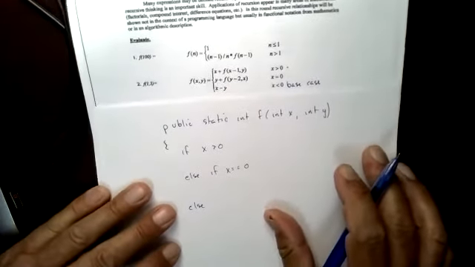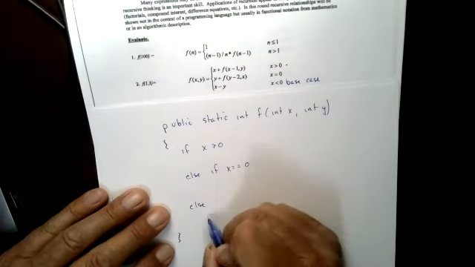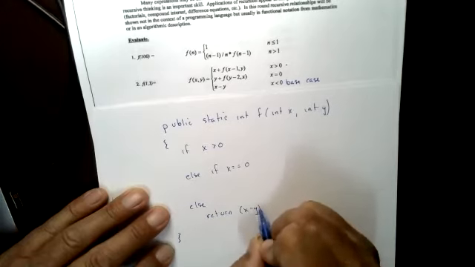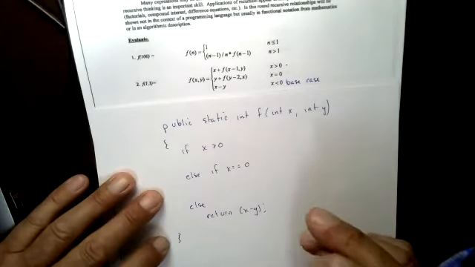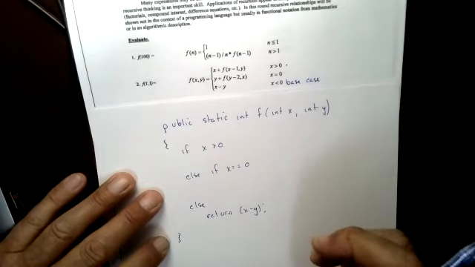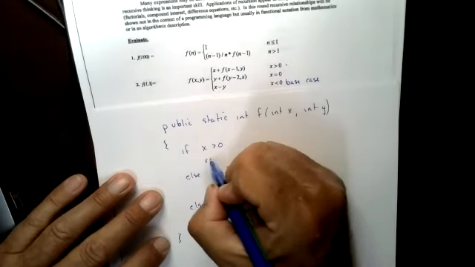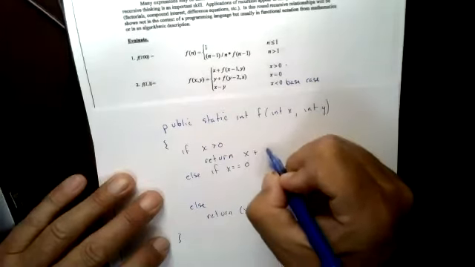The else is easy, right? What am I doing? Return x minus y. Good. If it's greater than, what do I do? Return x plus f of x minus 1 comma y. Yeah, good.